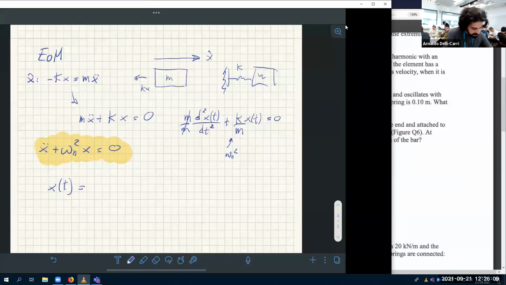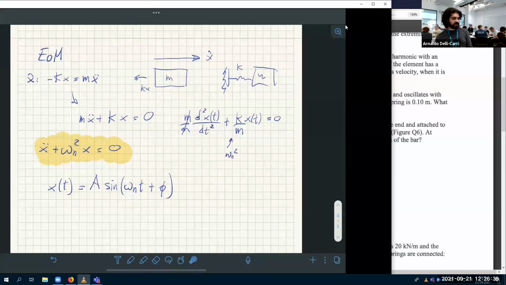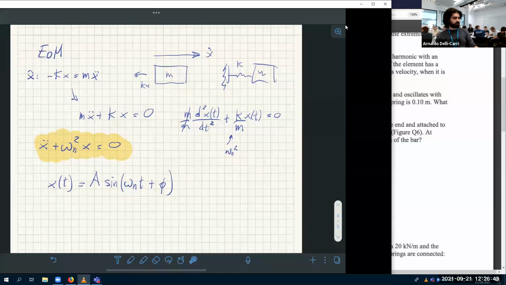And that function of time is A sine of omega n t plus phi. This is the general solution. So every differential equation that looks like this or can be written like this, the solution is this one. And that's why we call this omega n squared, so that our solution looks like omega n. Otherwise, if we called this omega n, the solution would have the square root of omega n, which looks horrible. That's why.